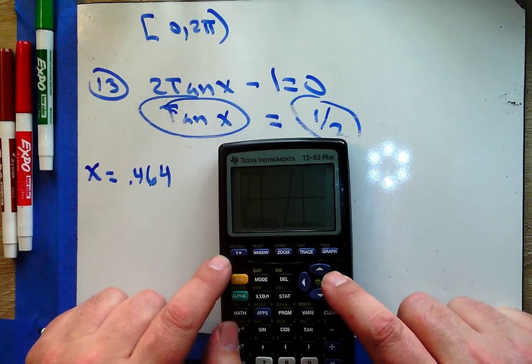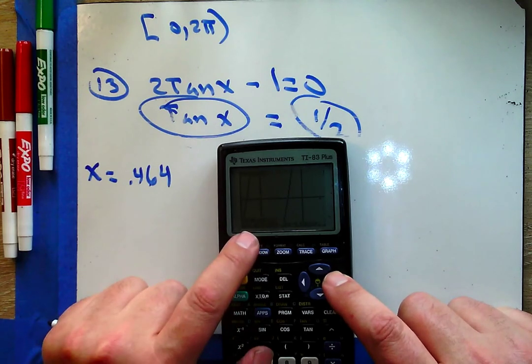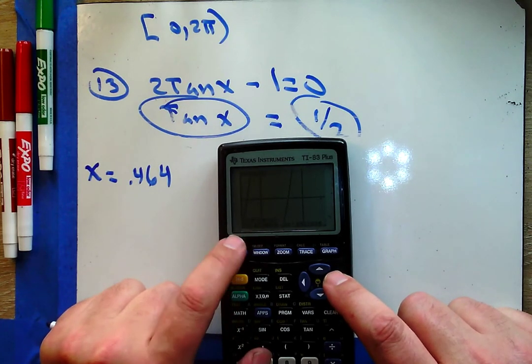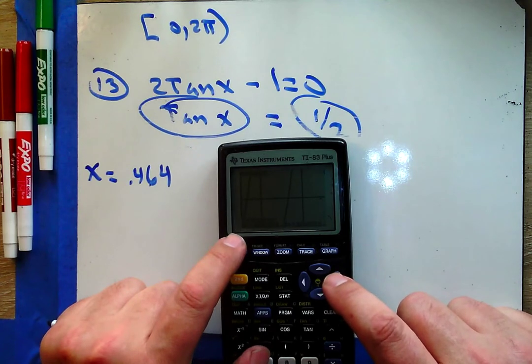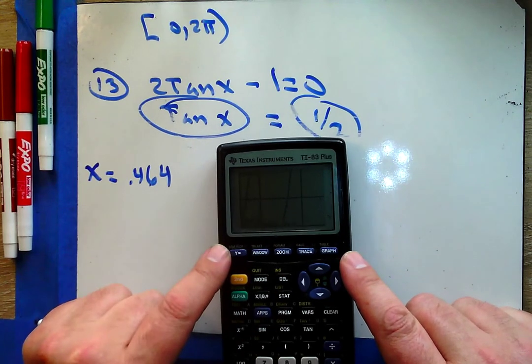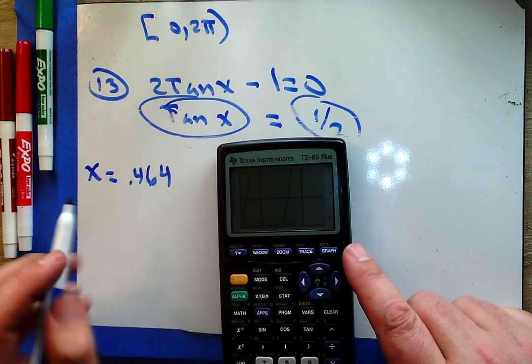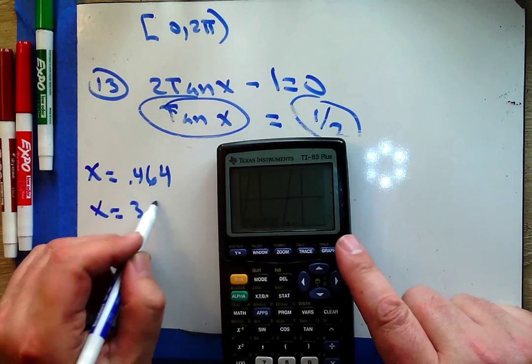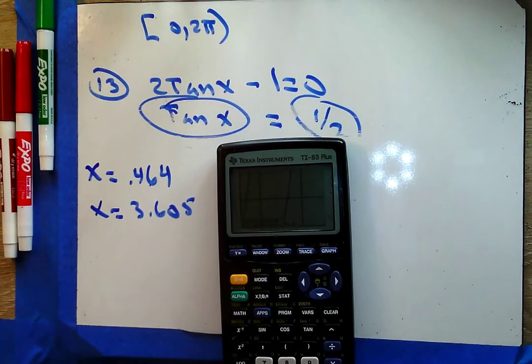And then to find this other one, second calculate, intersect, I want to be over here, which looks bigger than pi. So I'm waiting for my x value to get bigger than pi. Almost there. Ah, look, there's the cursor. If I don't go far enough, it'll just find that point again. And I get x equals 3.605. Okay, those are the two answers. Any questions? I hope not.